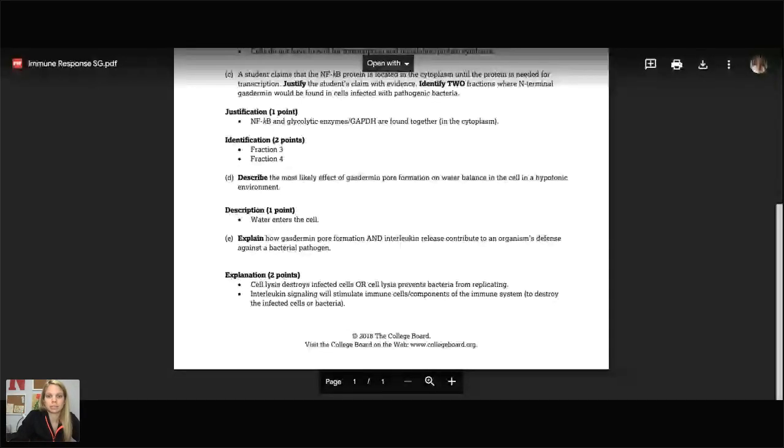Part E, explain how gasdermin pore formation and interleukin release contribute to the organism's defense against a bacterial pathogen. Cell lysis destroys the infected cells, or cell lysis prevents the bacteria from replicating. And then interleukin signaling will stimulate immune cells and components of the immune system to destroy the infected cells or bacteria.